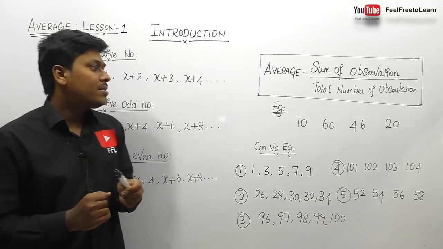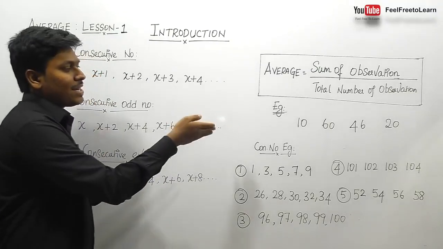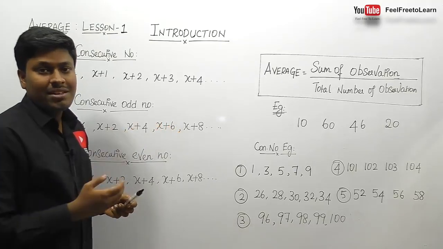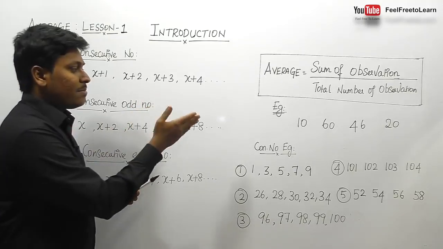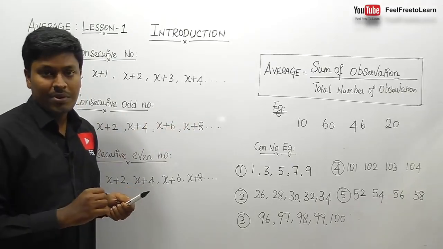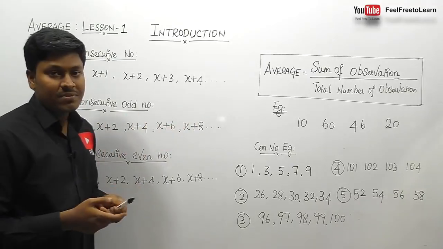For example, if they ask what is the average of these numbers, 10, 60, 46 and 20. If we need to find the average of the numbers, initially we need to add all the numbers, right? So 10 plus 60 plus 46 plus 20 divided by total number of observations, that is 4. The resultant answer will be the average of these numbers.